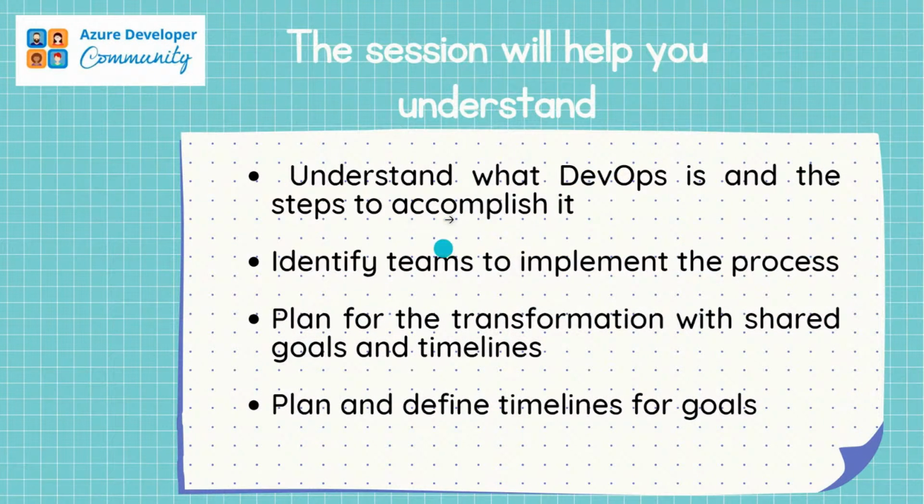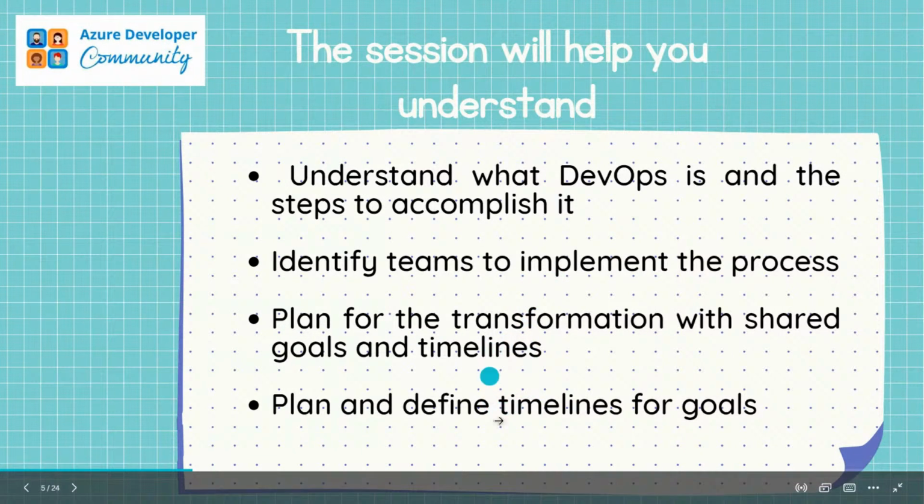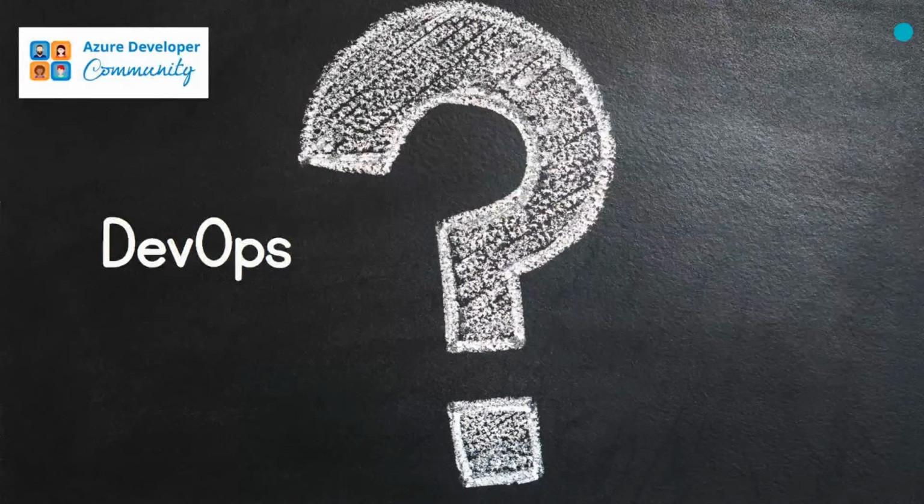In today's session, we will be learning to understand DevOps and the steps to accomplish it: identify the teams to implement the process, plan for a transformation with shared goals, and define timelines for those goals. We will be learning about that. When we say DevOps, the first question is: what is DevOps? Why is it needed? Let's start. What is DevOps?